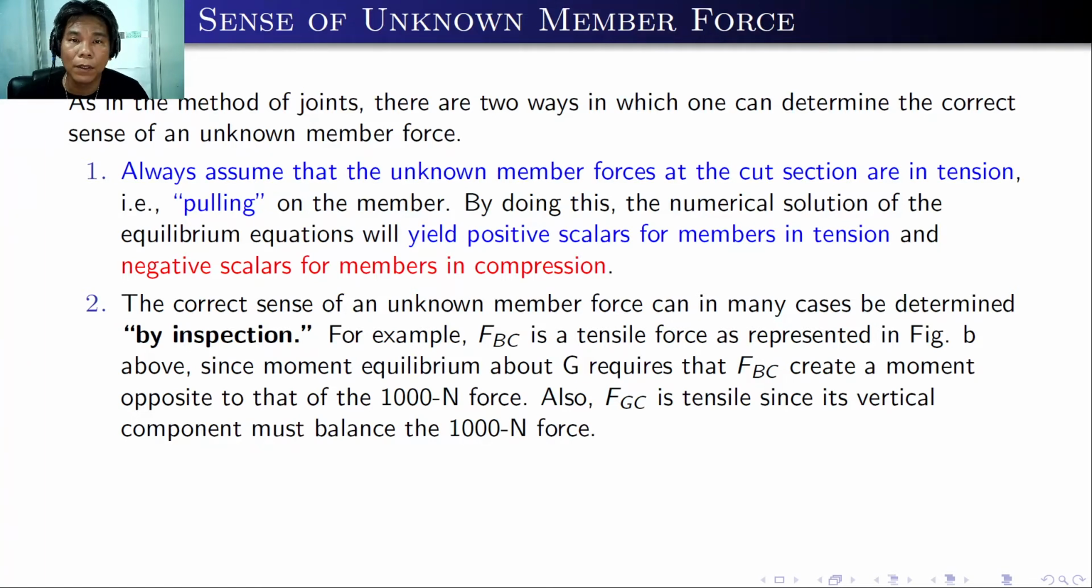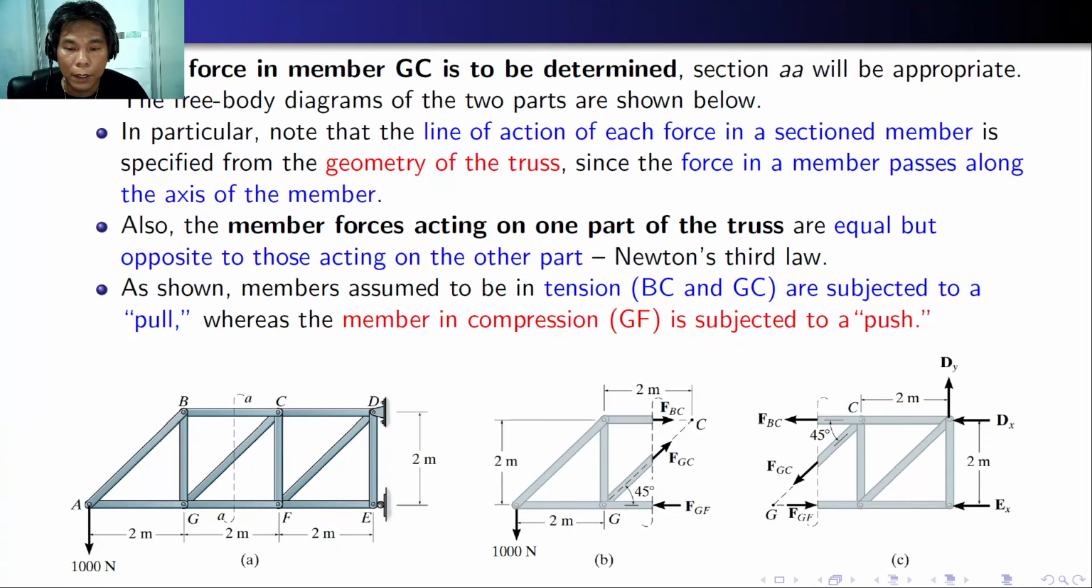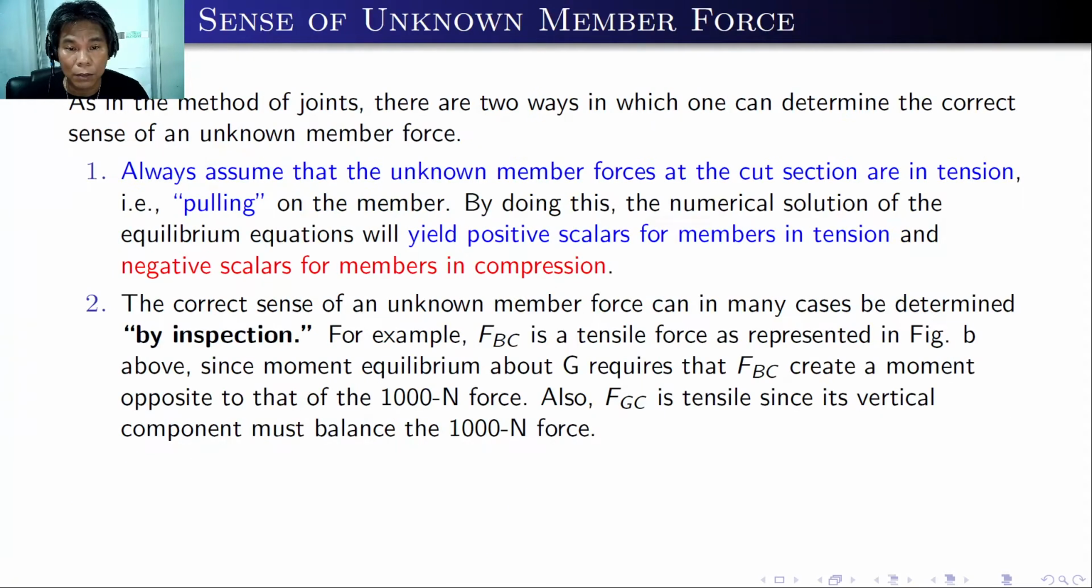For example, FBC is a tensile force as represented in figure B above. Because if we cut that section BC, what will happen to the truss is that the truss will rotate counterclockwise. So the joint B tries to go away from C, so it should be in tension.